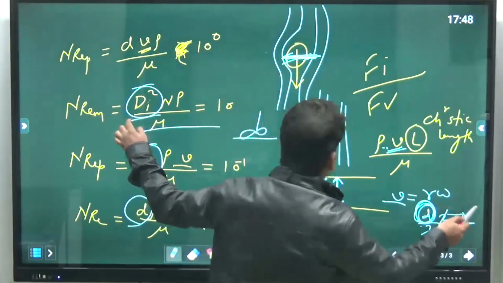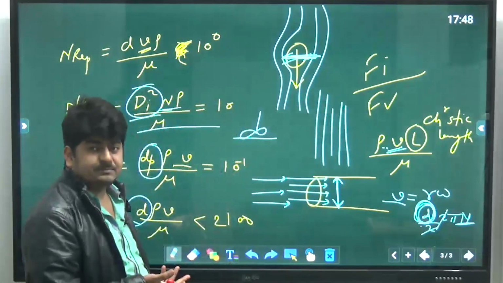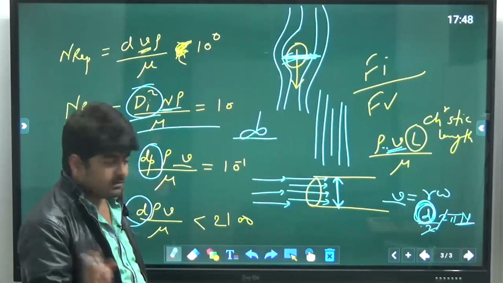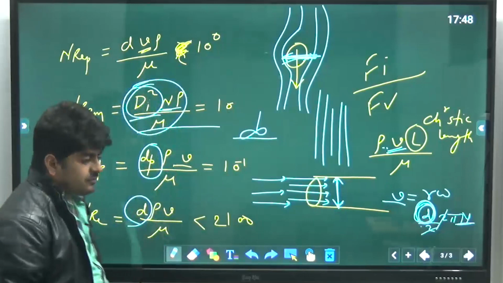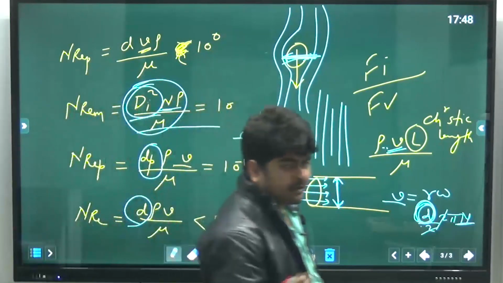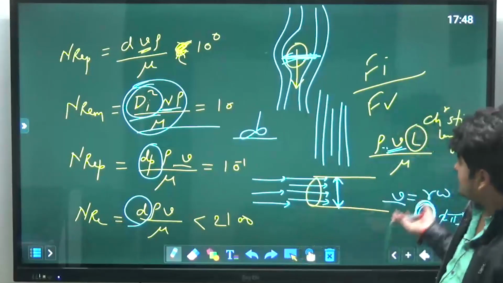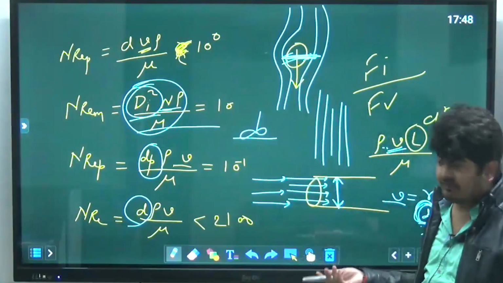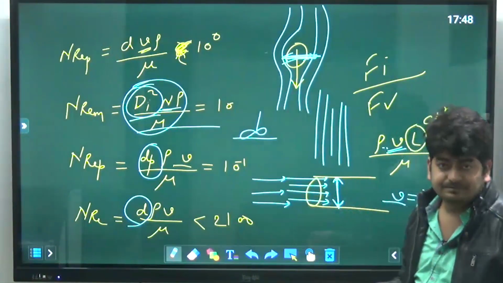And this n is there. Now don't ask me where is pi. I am just telling you the idea. That derivation you can do by yourself for the inertia force and viscous force acting on the particle. So I hope this idea can help you to understand the difference in various Reynolds numbers and their values.